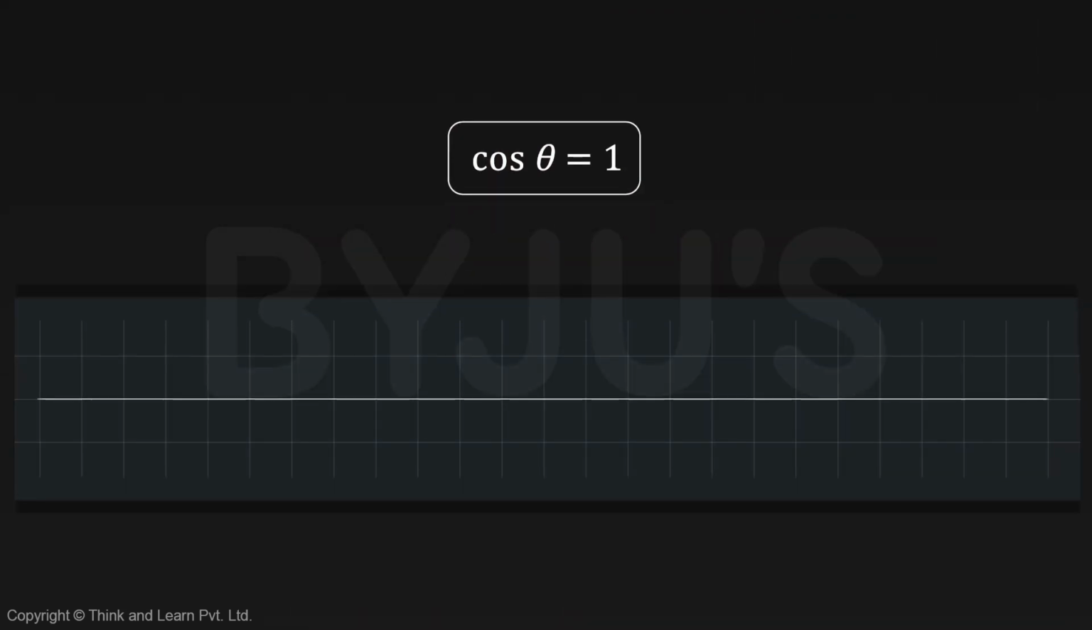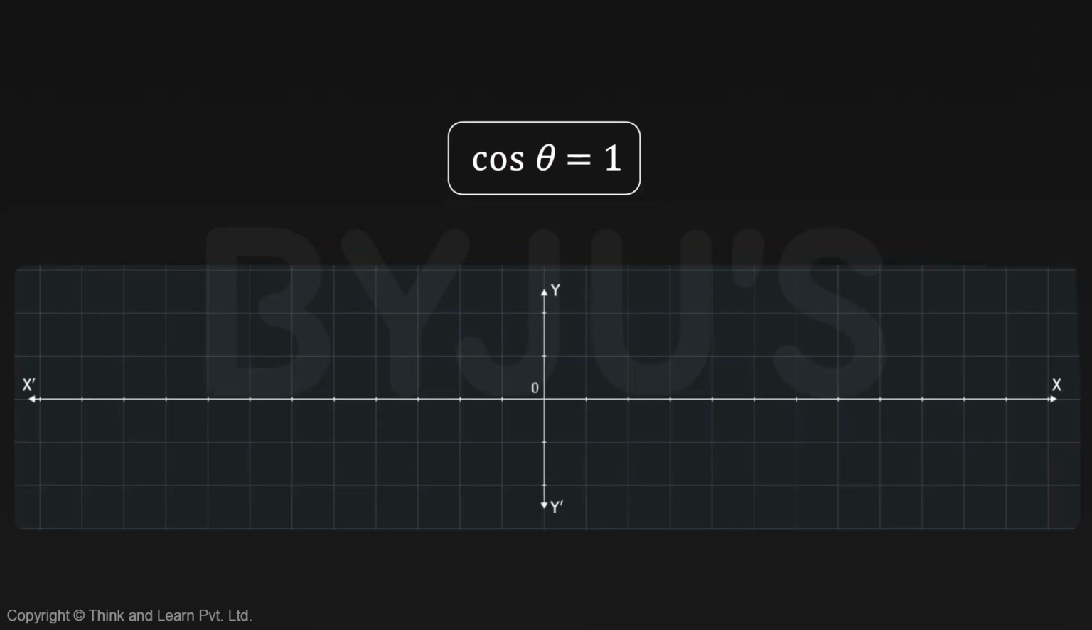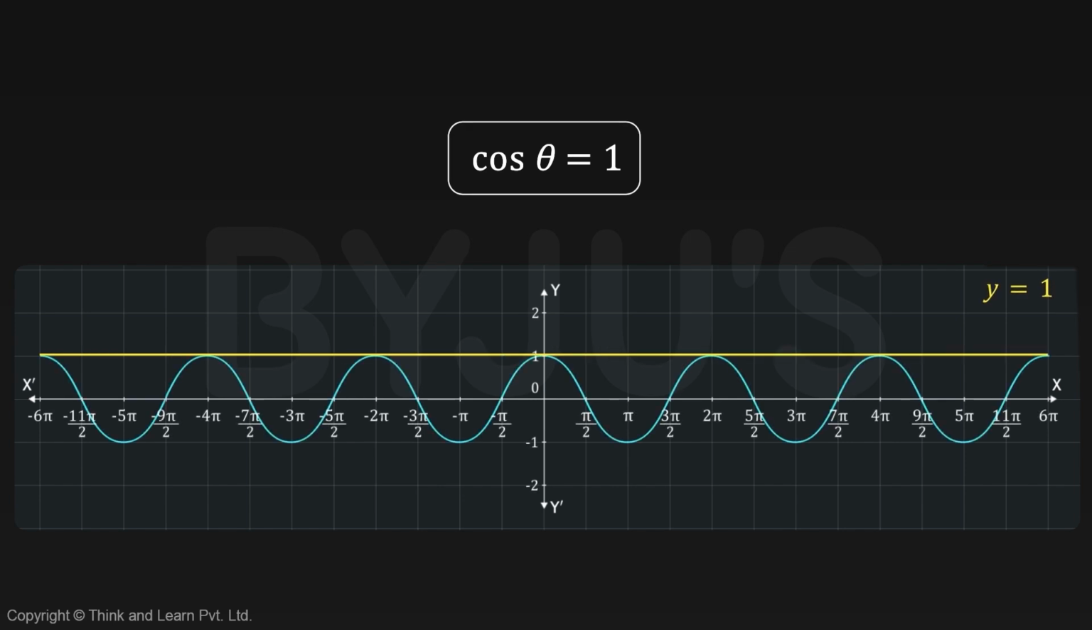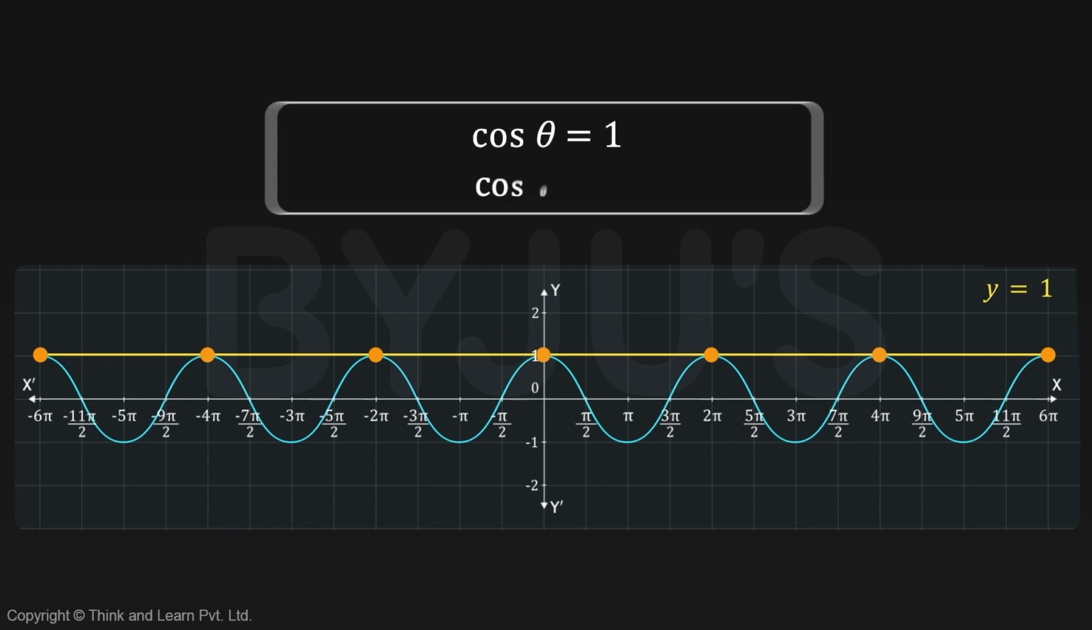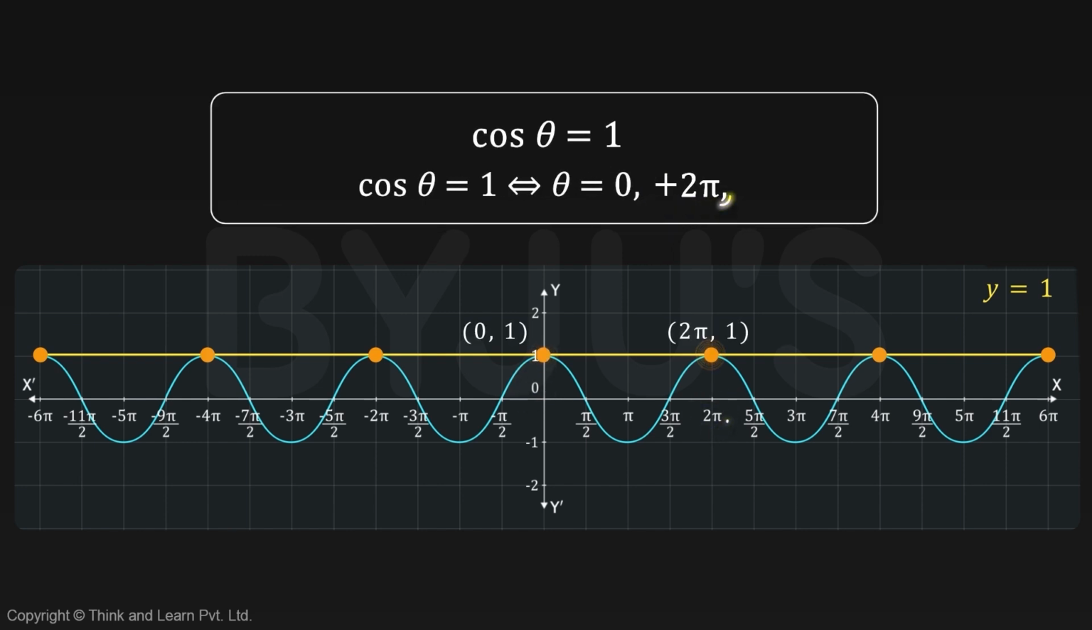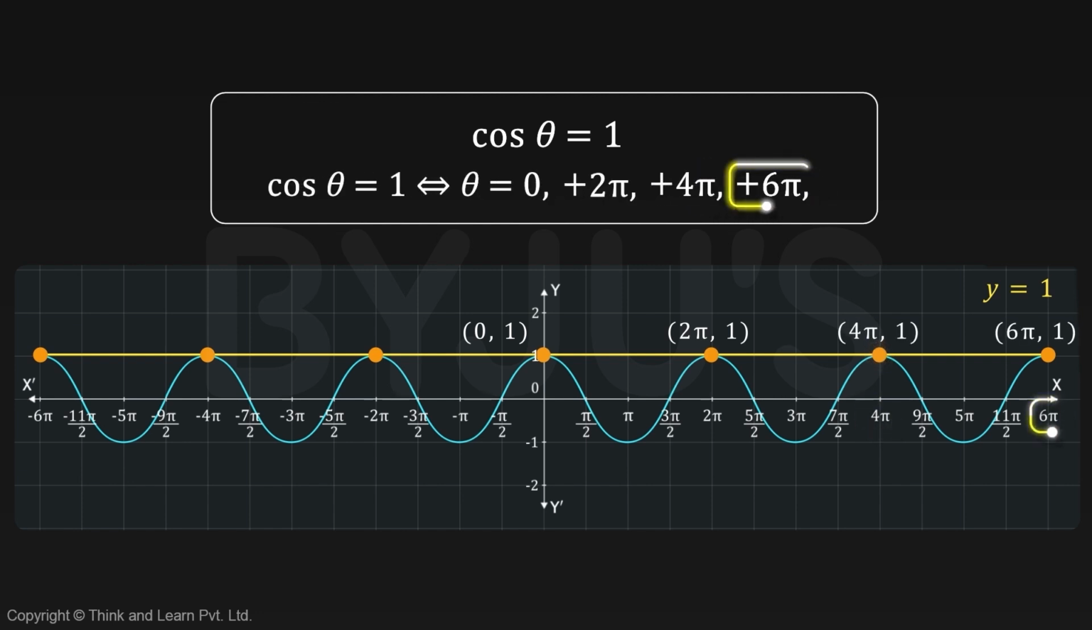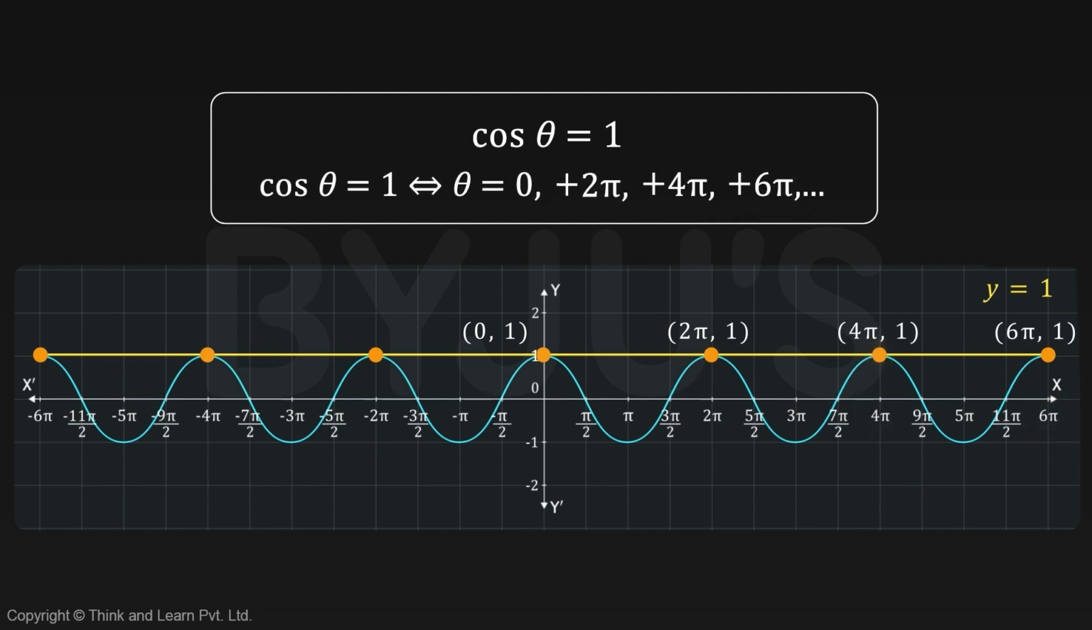Okay? And for this, we will simply plot the horizontal line y equals 1 along with the graph of the cos function. Here it is. Now, same exercise. Catch hold of the intersection points. Done. The angles corresponding to them are what? Let's read them out loud. 0, 2 pi, 4 pi, 6 pi, and so on. And then we have minus 2 pi, minus 4 pi, and so on.